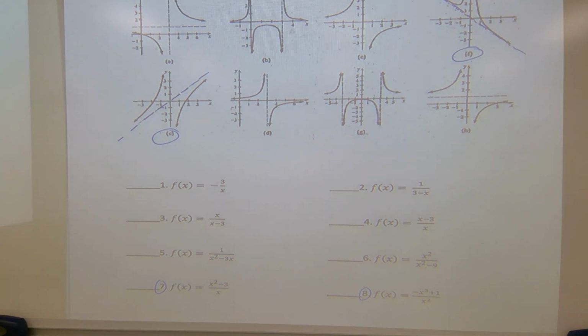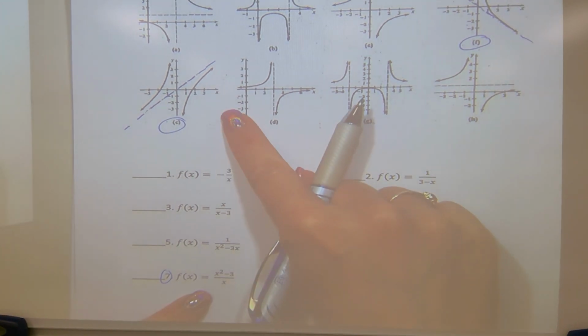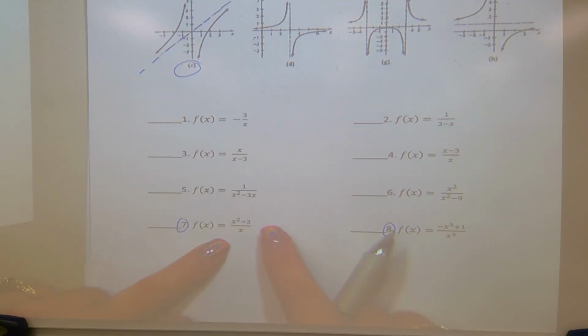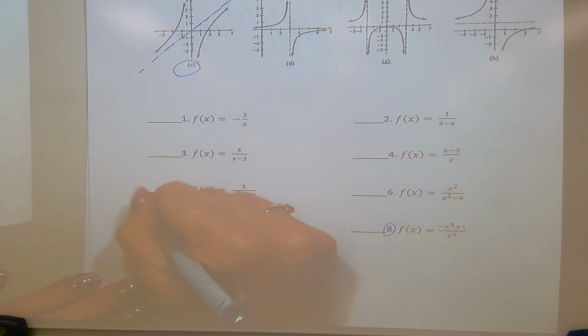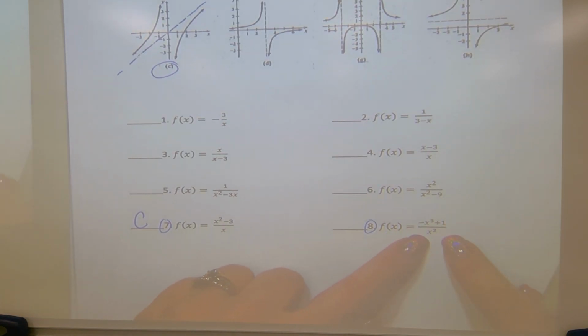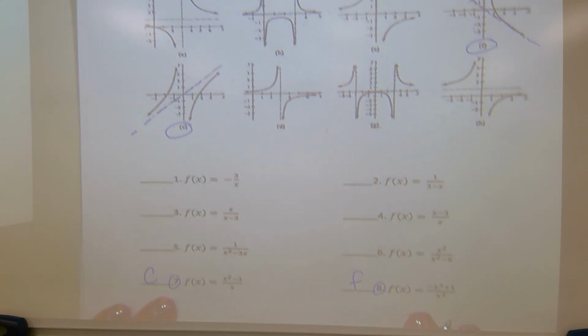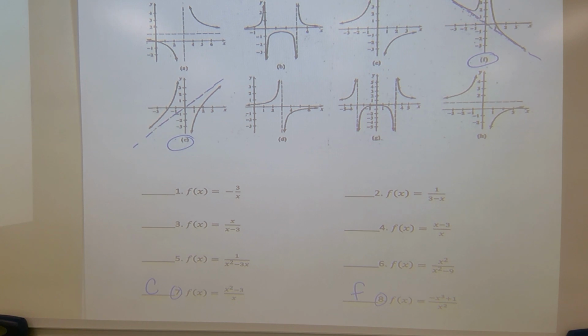Well, when I look at numbers 7 and 8, which one do you think, when I do the division, is going to have a positive slant asymptote? X squared divided by x is going to be positive. So that one is C. Negative x cubed divided by positive x squared is going to give me a negative value. So that equation gives me the graph for F. Okay, so we got our slant asymptotes out of the way. How else can we narrow down these functions?